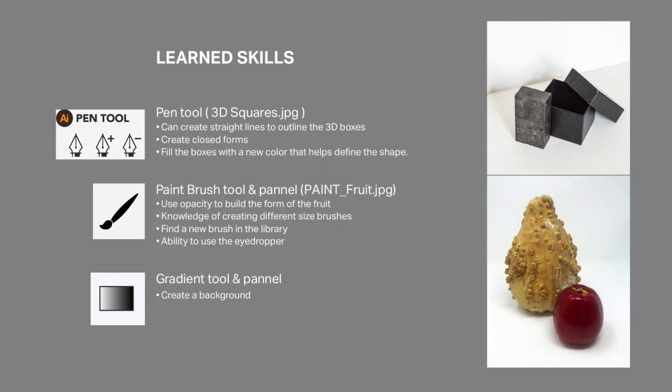Paintbrush. We're going to build up textures by using the paintbrush tool and the paintbrush panel. Understanding how to use opacity to build it, an understanding on how to create different size brushes, finding the library within the paintbrush panel and choosing a creative paintbrush with lots of texture, and the ability to use an eyedropper. Gradient tool you will use to create a unique background.